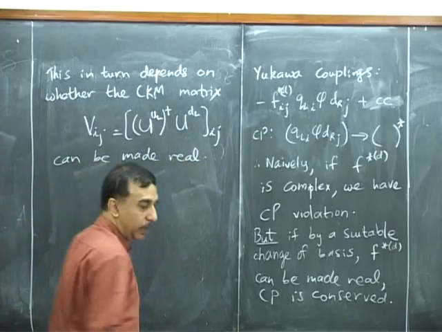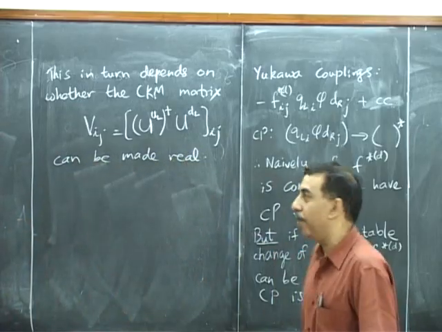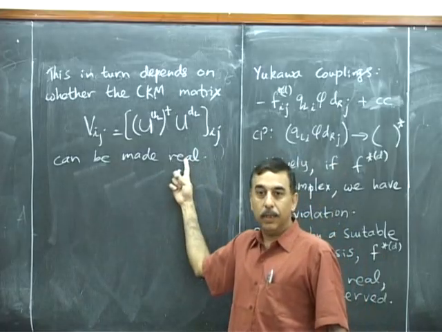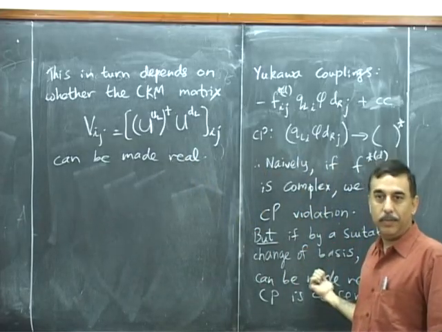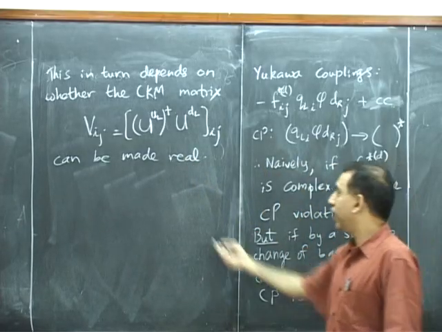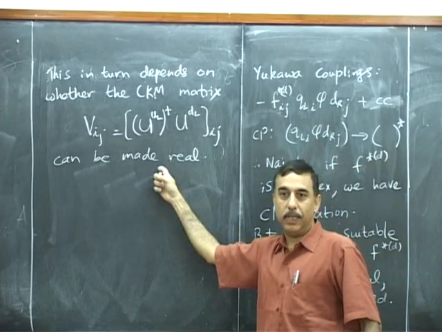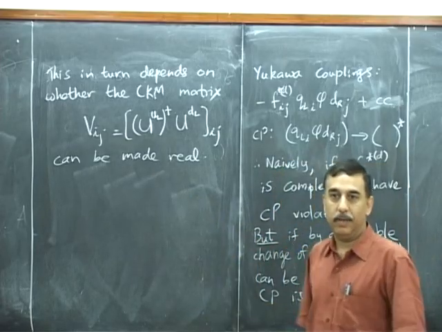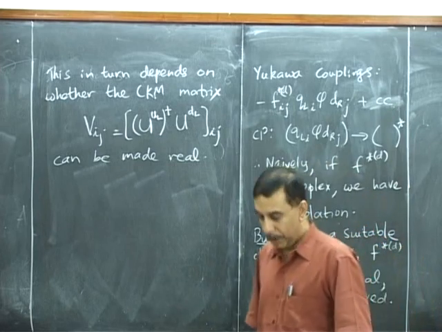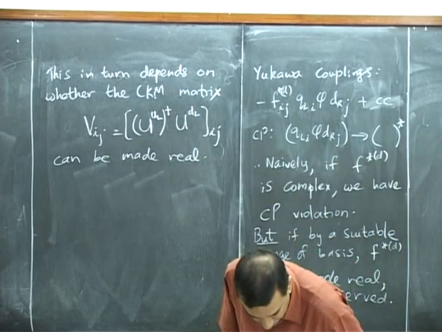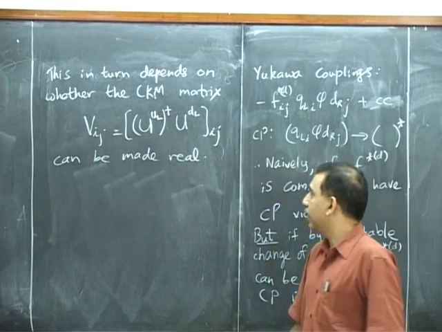So I'm not going to show in detail. One direction is obvious. If it can't be made real, then it's pretty clear that these F's cannot be made real. Okay? But if it can be made real by some change of basis, then actually the F's can be made real. Okay? So I'm just going to show you what we need to do to ascertain that.